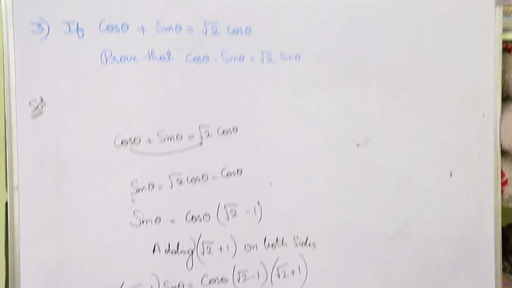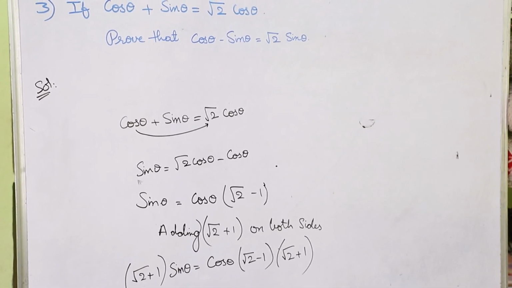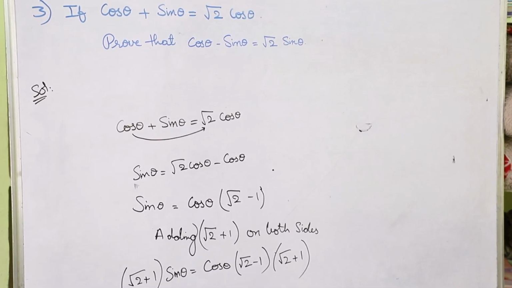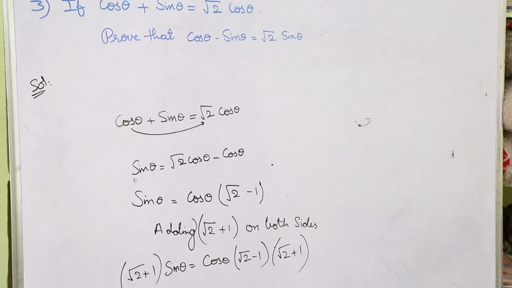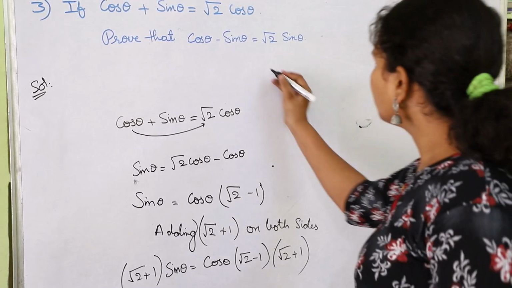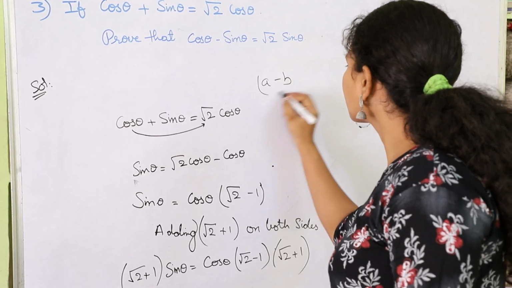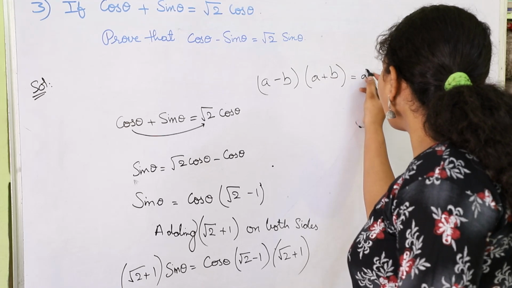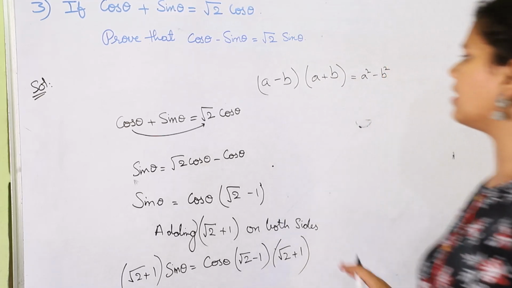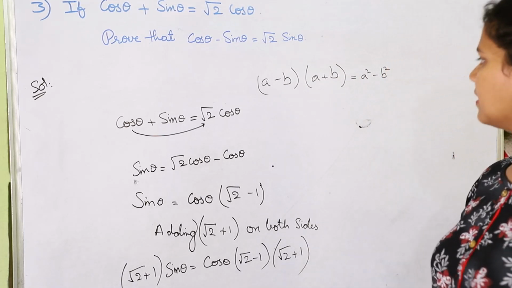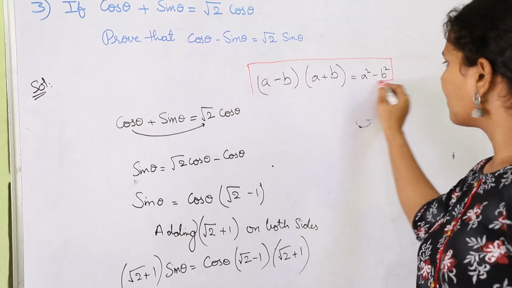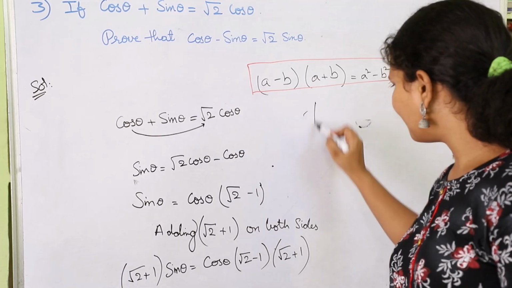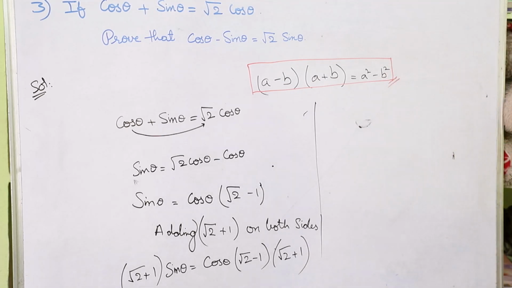This reminds me of a formula: a minus b into a plus b. Can you see it? We know this formula: a minus b into a plus b equals a square minus b square. So just apply that formula.